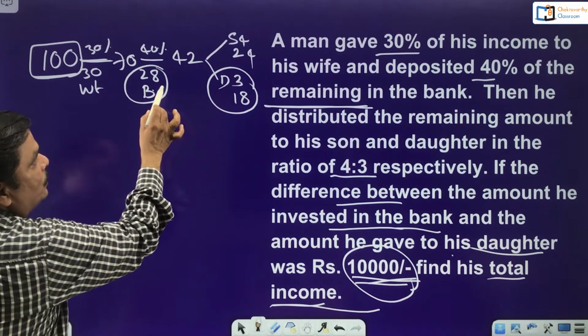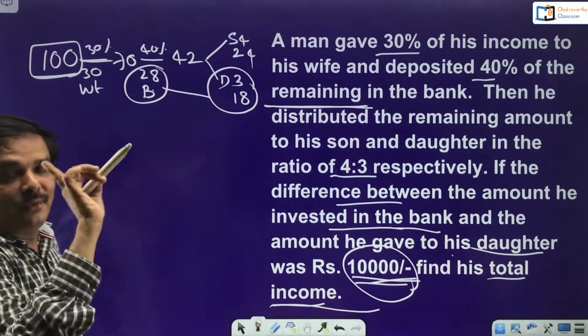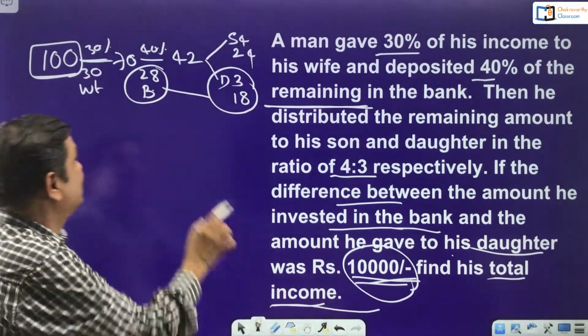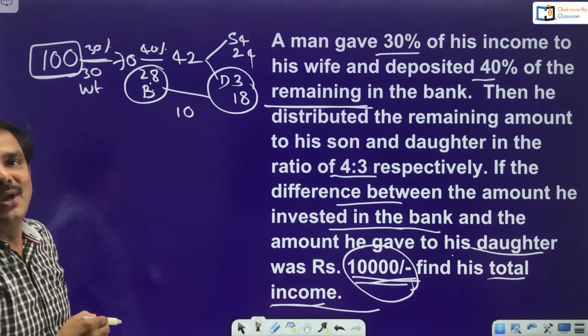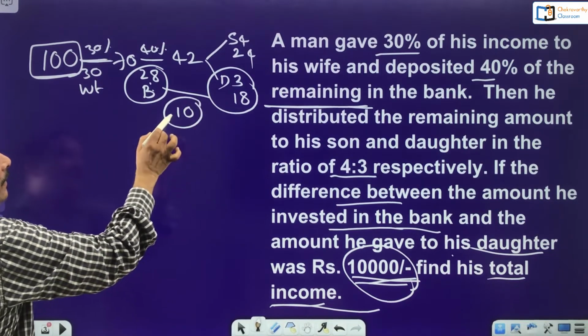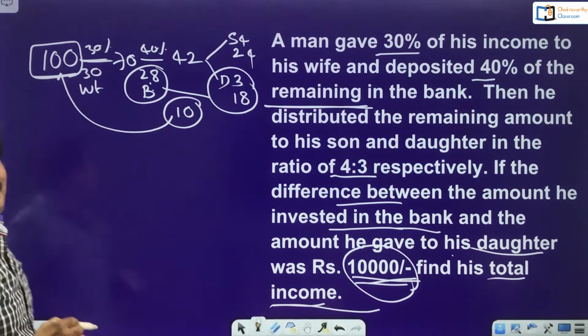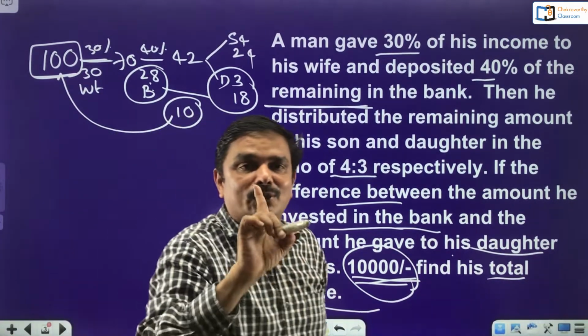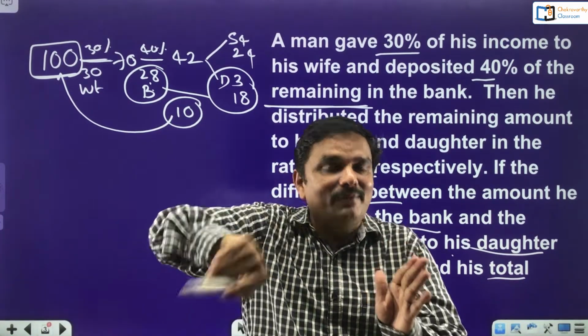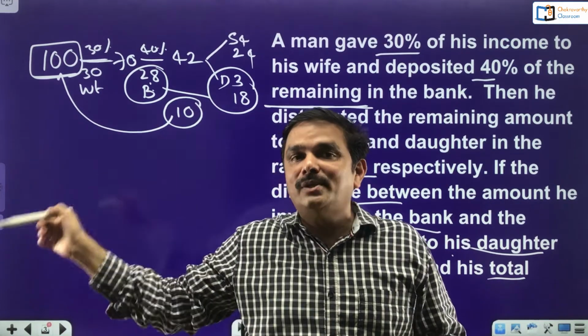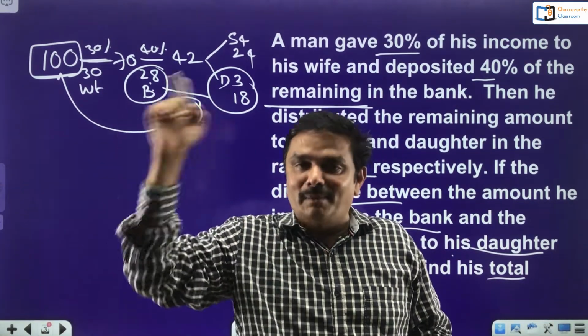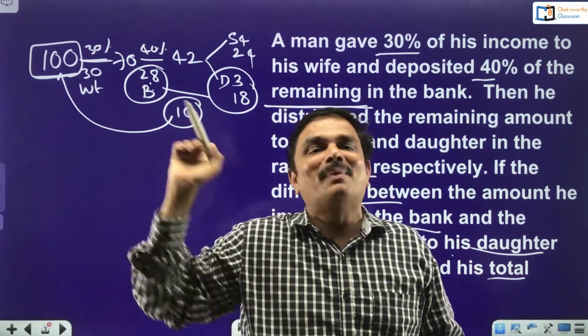The difference between these two, according to the imaginary numbers, that is 28 and 18, difference is 10. If the difference is 10, my original amount is 100. I've discussed this in our regular course in the basic one. After this, I have explained the fraction method. But here on YouTube, I am explaining only this method. Fraction method is given in my regular course. That is still simpler than this one.